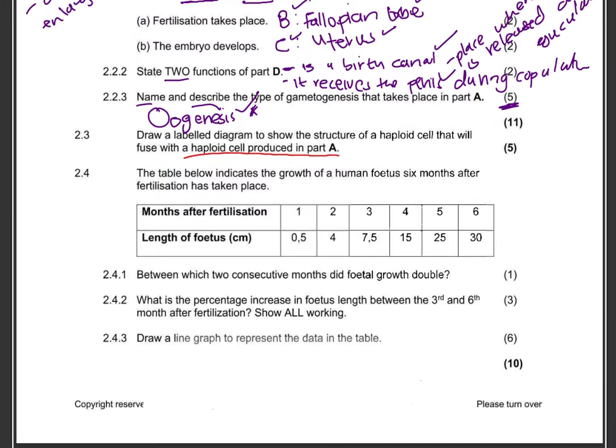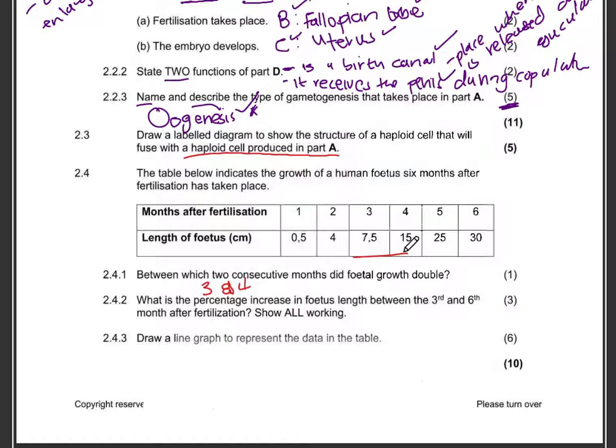Then 2.4, this video is becoming long now. The table below indicates the growth of a human fetus 6 months after fertilization has taken place. Between which 2 consecutive months did fetal growth double? So that is 7.5. That is month 3 and 4. 3 and 4. There you go.